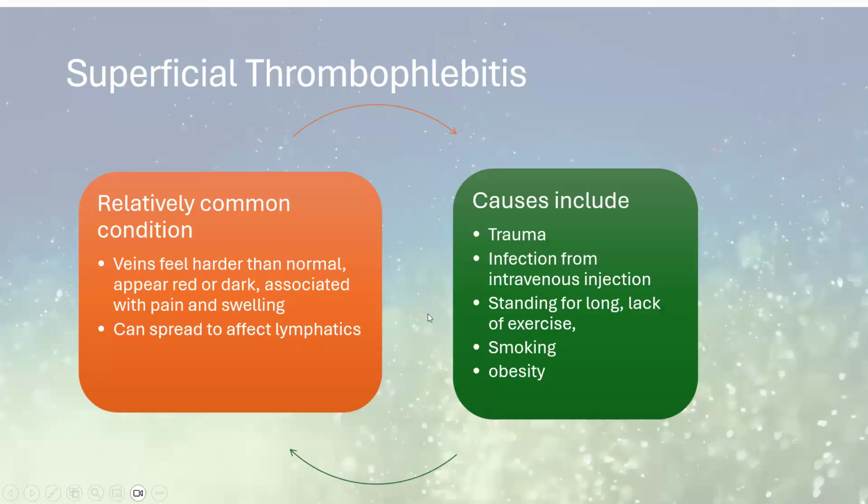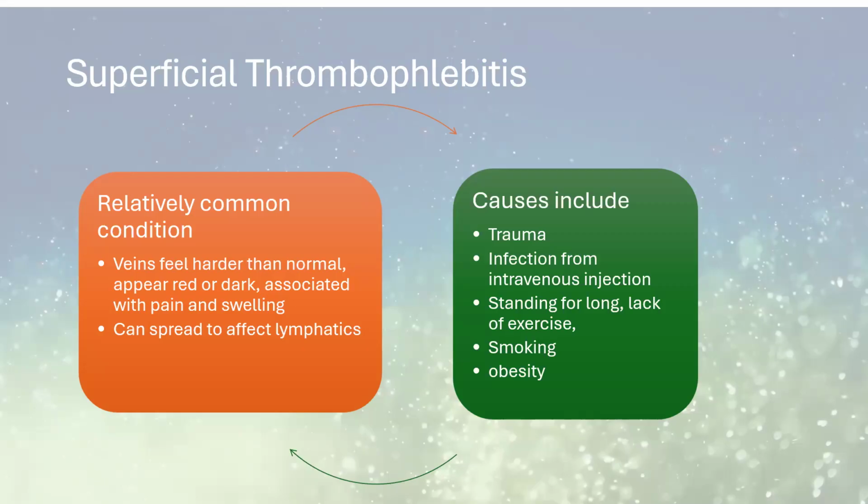Now, let's have a look at a few definitions and scenarios. A superficial thrombophlebitis, which means a shallow type, is relatively common where veins feel harder than normal. They appear red or dark and they are associated with pain and swelling. It can happen in the legs or elsewhere. And this can spread to affect the lymphatics.